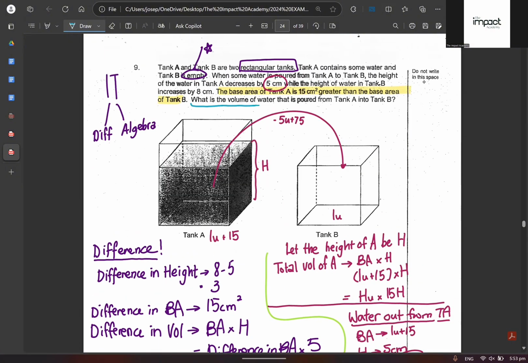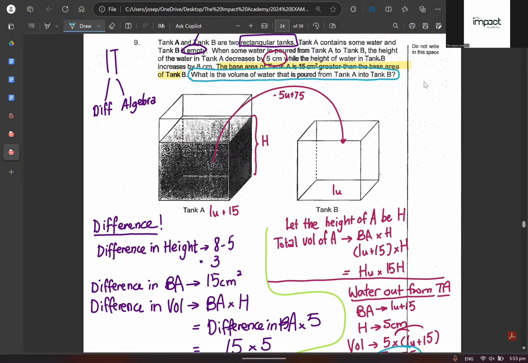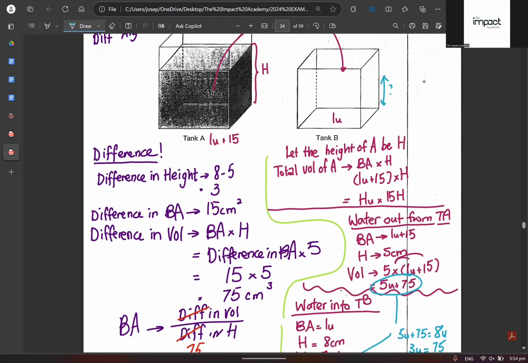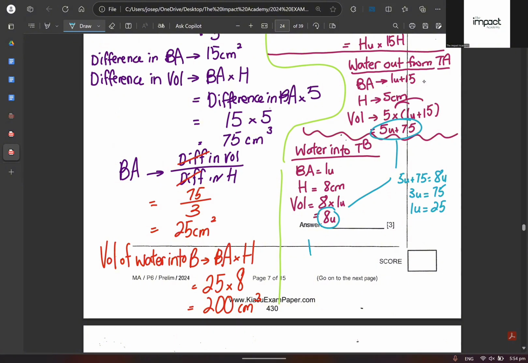The question says, what is the volume of water that is poured from A into tank B? So how do you find the volume of water that is poured from A into tank B, which is the height over here? Since you know 1 unit, which is the base area, is 25, what do you think is the height? Very good. The height is 8. So what do you do to find the volume that is poured? Volume poured, very good. So over here, you just have to do 25 times 8, and you get an answer of 200 centimeter cubed. This is your answer for this question.